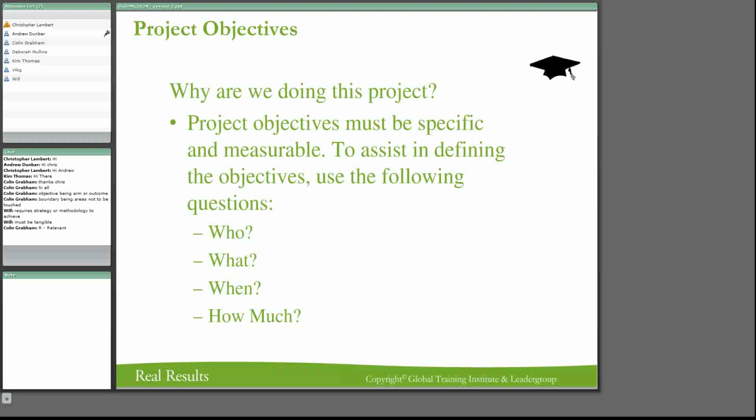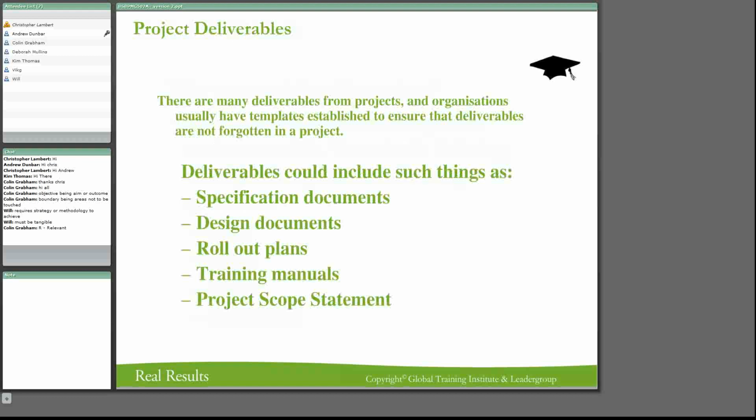Who, what, when, and how much? All right, so it's a good way to look at that. Obviously, the SMART comes into that as well. Then there are many deliverables from the project office. Many deliverables from projects, and organizations normally have templates to ensure that the deliverables are not forgotten in a project.